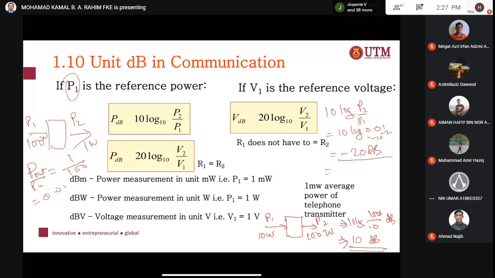What does it mean? Increase becomes positive. Marisa Mazlan, I want to see whether you are here or not. Marisa Mazlan.